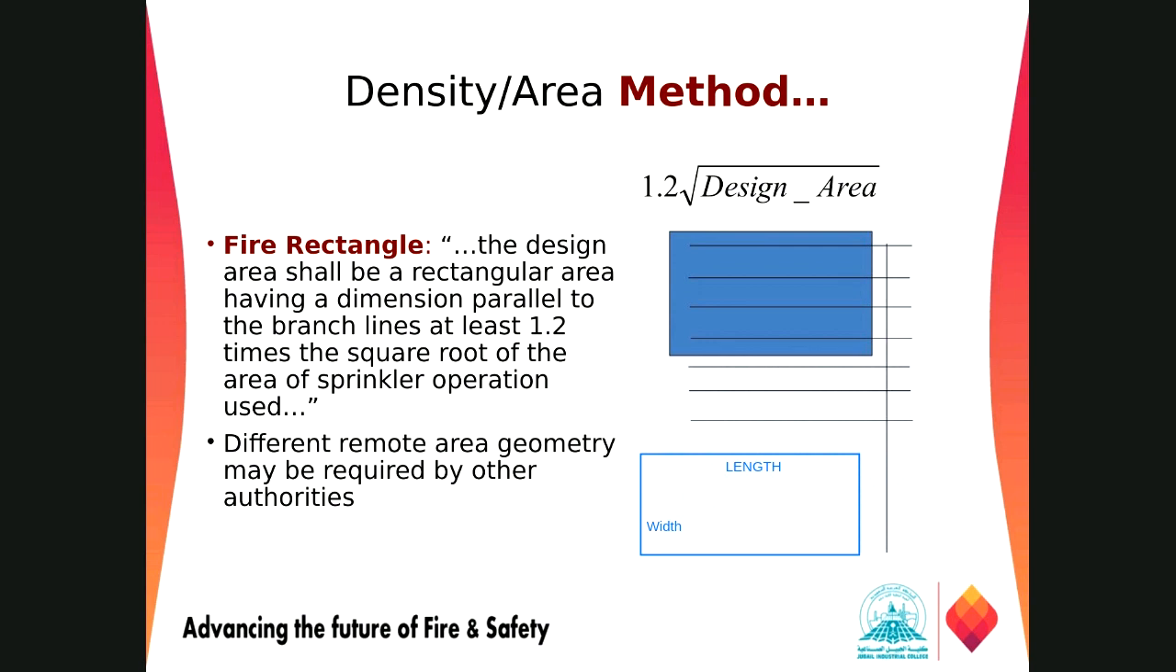Square root of 1500 into 1.2 is something like 46 meters. So the length should be 46 meters. The branch line length in the design area should be 46 meters. Based on that 46 meters, we have to put sprinklers in the design area, right? So let's say it is starting from a wall. Let me go to the whiteboard to discuss this in detail.